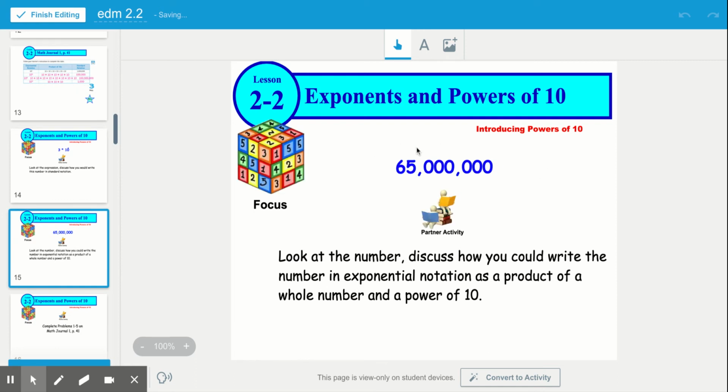We can also take a number like this and turn it into a power of 10 number. I see that I have the number 65, so I'm going to write 65. And then I'm going to write times 10. Well, I know 65 times 10 is 650. So I'm going to say I've got 1, 2, 3, 4, 5, 6 zeros. So I know it's going to be 65 times 10 to the 6th power.